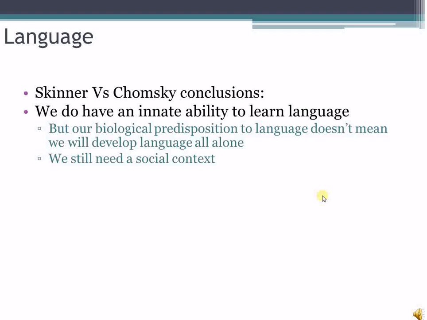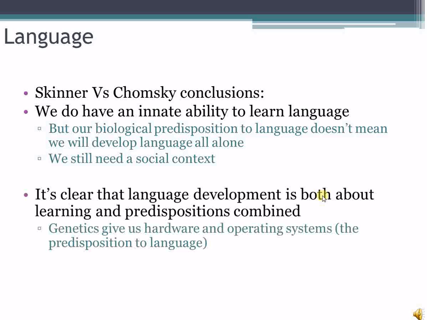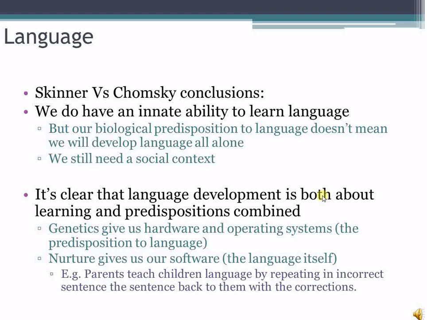If you are isolated with a group of other people who are isolated, then you will develop a brand new language of your own, a la the Nicaraguan deaf kids. And if you're not isolated and are with a group of people, you will learn the language that you are born into, or multiple languages if that's the case. So it's clear that it's both about predispositions and learning combined.